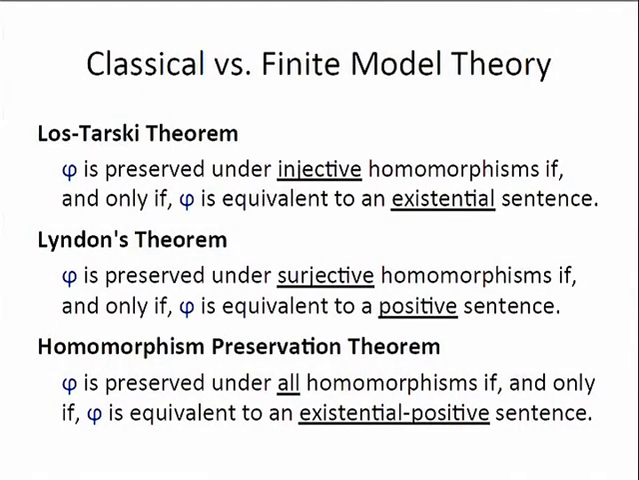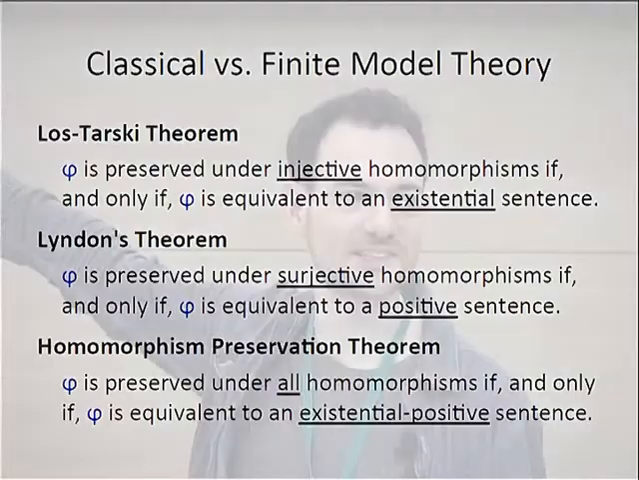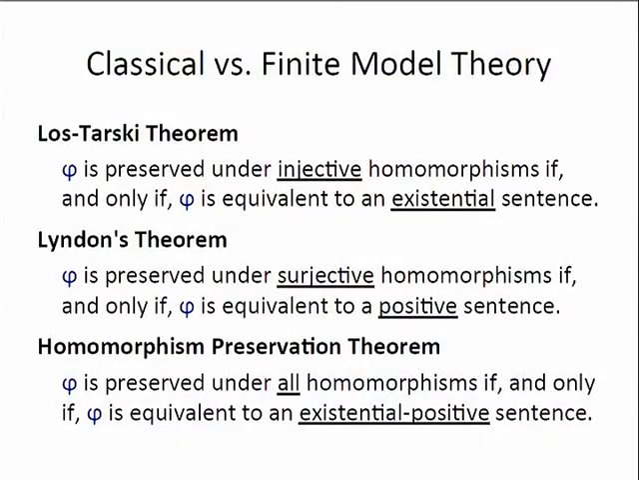Here are three of the classical preservation theorems from classical model theory. The first one, the Łoś-Tarski theorem, says that a formula phi is preserved under injective homomorphisms if and only if phi is logically equivalent to an existential sentence. I'm not going to go into any detail about these results, I just want to point something out, so don't worry if the statement doesn't make immediate sense to you. A related theorem is Lyndon's theorem, which says something similar, but this time preservation under surjective homomorphisms is characterized in terms of being equivalent to a positive sentence, that is, a first-order sentence without negation.